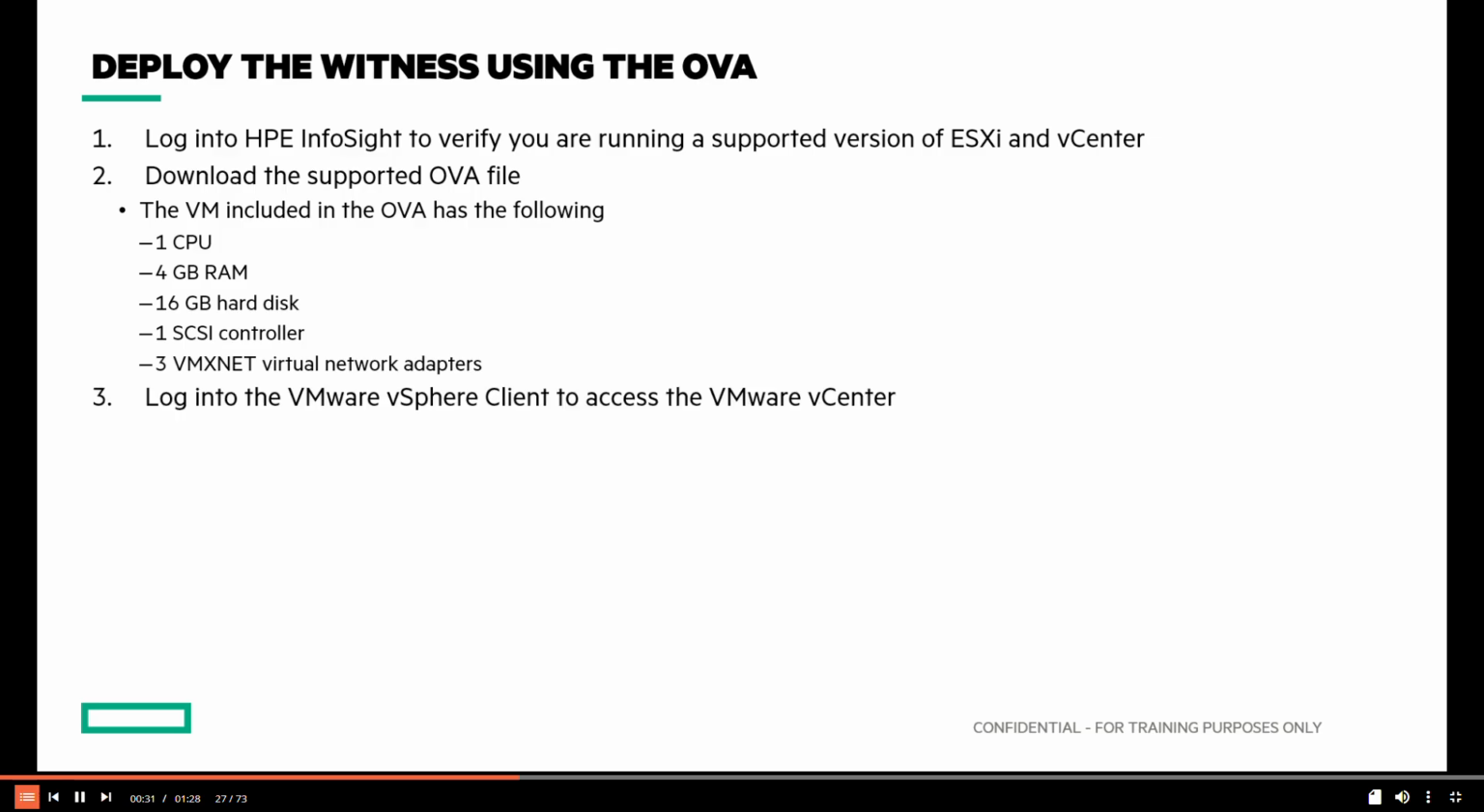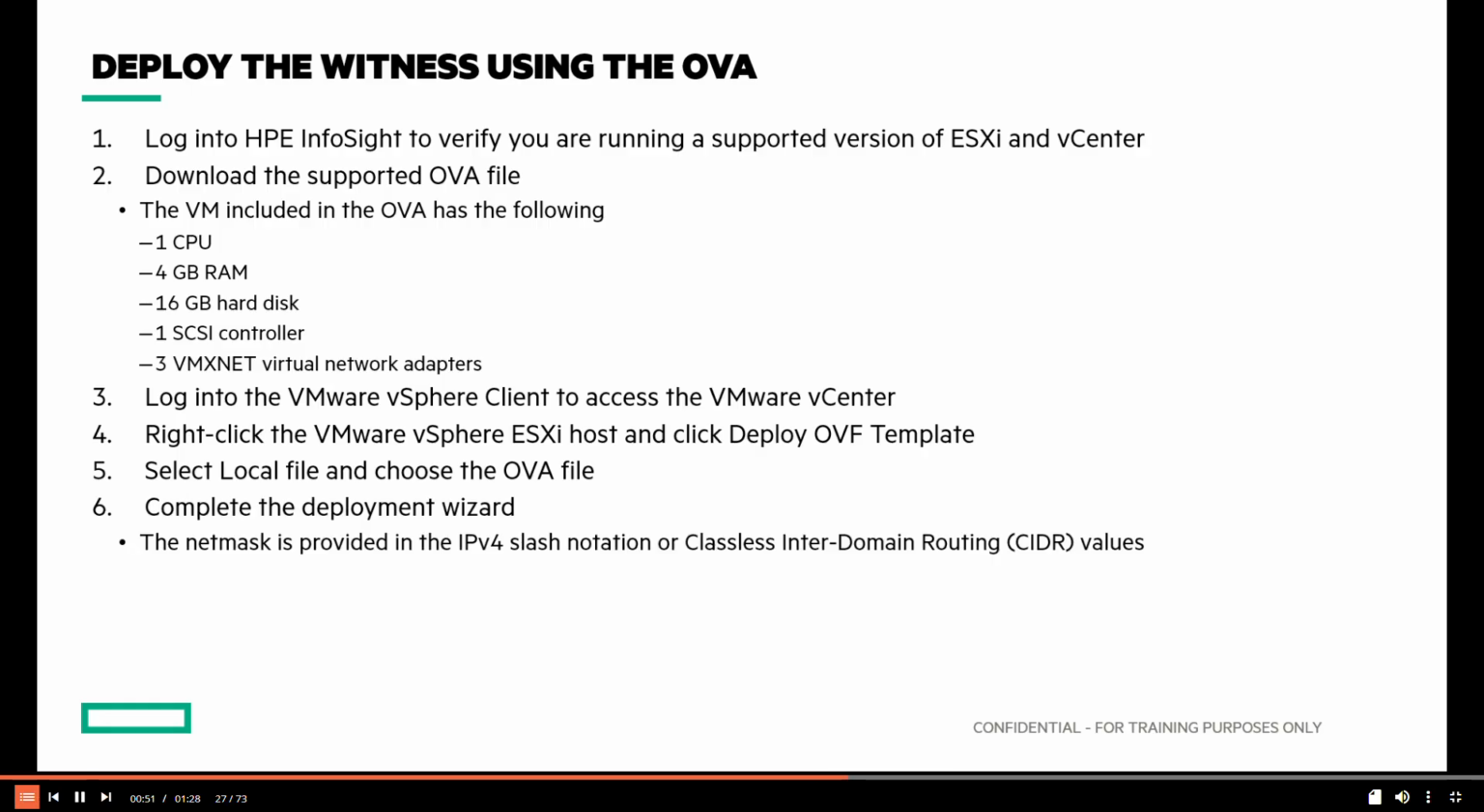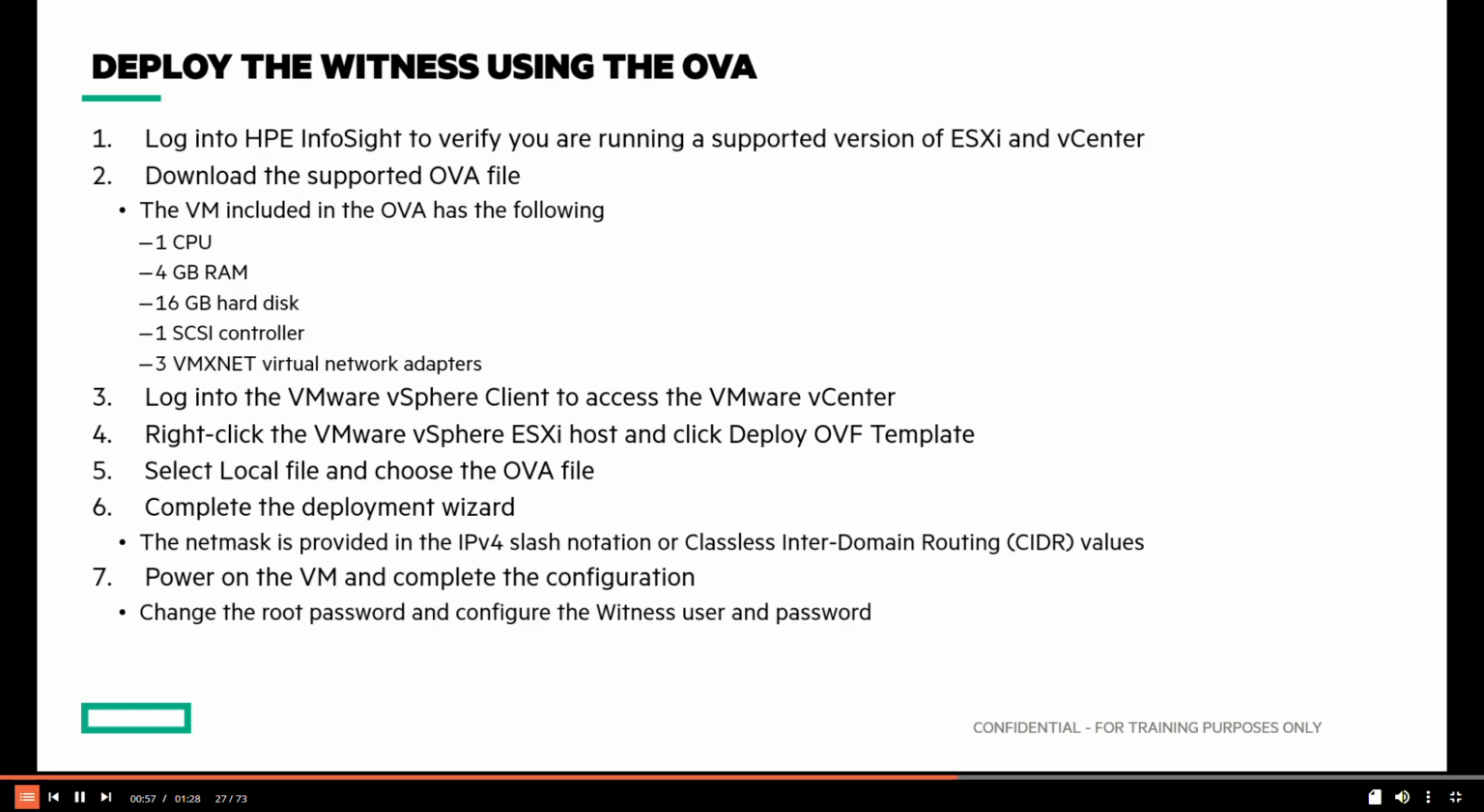Log into the VMware vSphere client to access the VMware vCenter, where the OVA will be deployed. Right-click the VMware vSphere ESXi host and click Deploy OVF Template. Select Local File and choose the OVA file. Complete the deployment wizard. The net mask must be provided in the IPv4 notation. Power on the VM and complete the configuration.